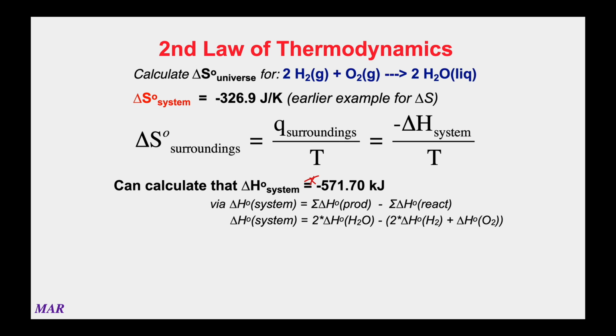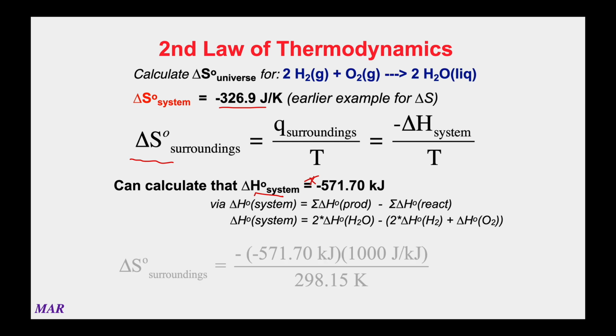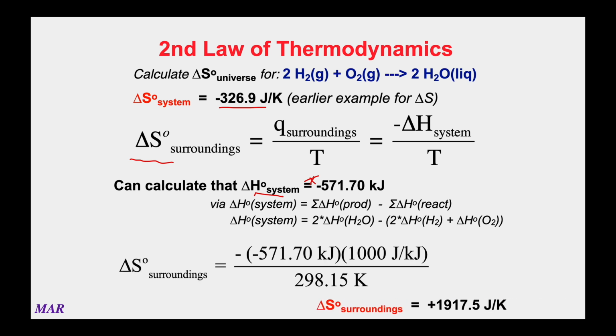571.70. So we're going to take this delta H of the system and we're going to calculate the delta S of the surroundings. And we've already got delta S of the system, so you can probably see where this is going. First of all, let's do the delta S of the surroundings. So negative of the delta H is negative, negative becomes a positive. We'll turn the kilojoules part of delta H into joules. We'll divide it by the temperature at which it occurs, and these are all standard conditions, so 298. Delta S of the surroundings, positive 1917.5. We've got a 1917.5 delta S of the surroundings.